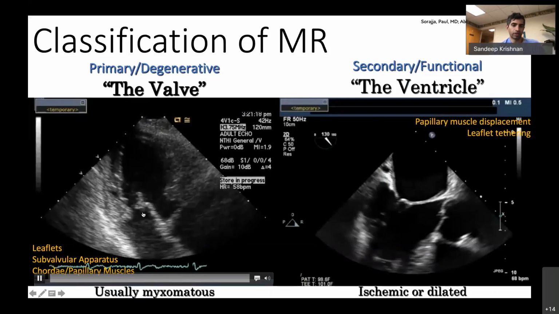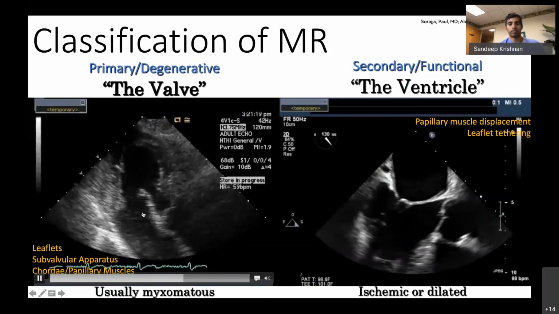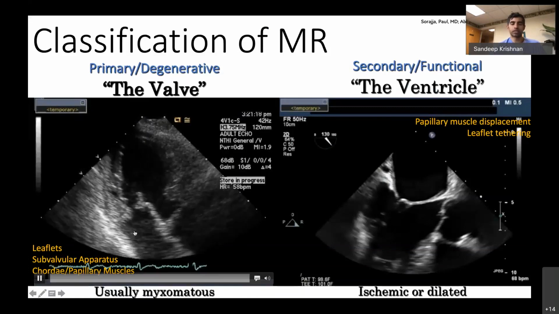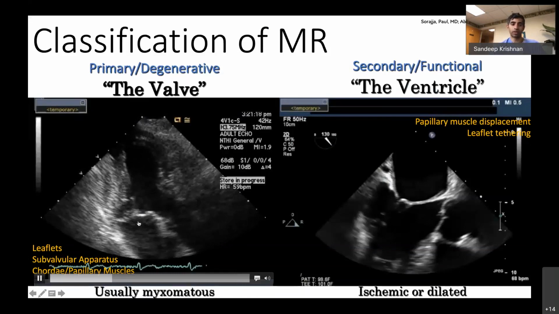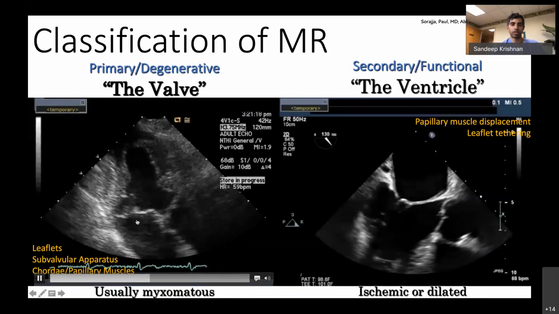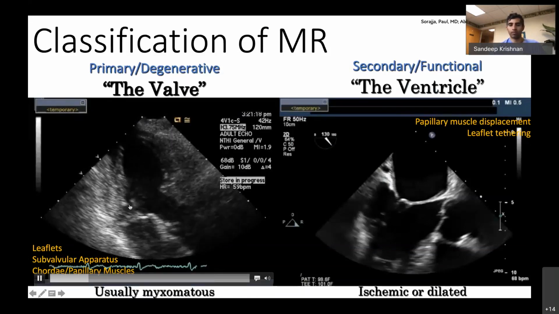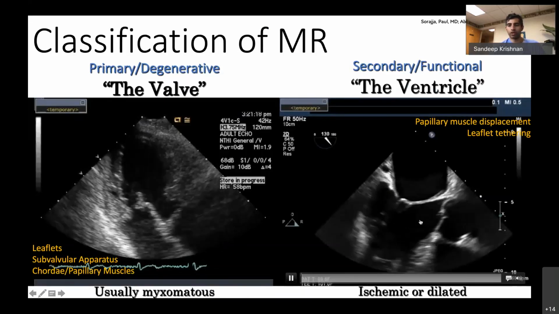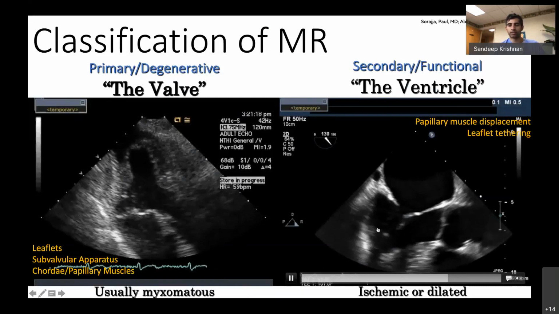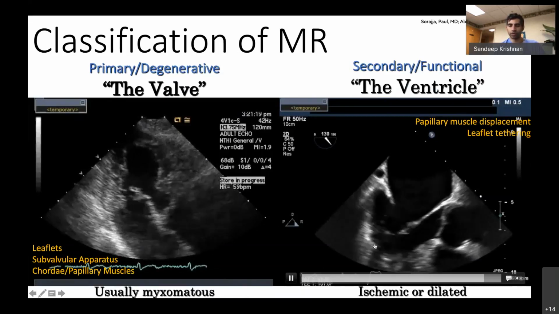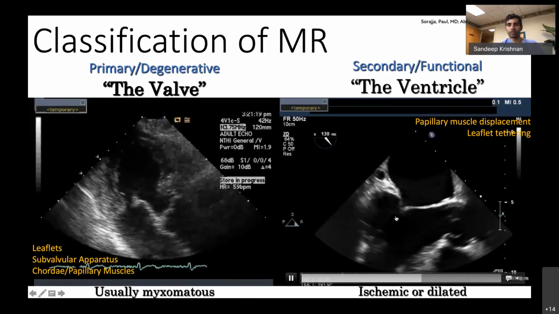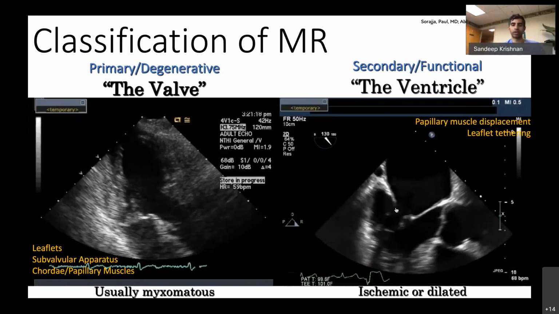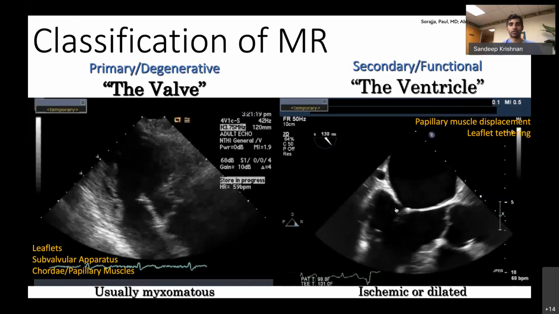If you see that on an echo, that should clue you in to say, hey, that's not normal, right? That doesn't necessarily mean this patient needs something done. They may not have any MR, but it is definitely an abnormal finding. So same thing here on the right. You've got a ventricle that's very dilated. It's clearly not a healthy ventricle, but here the leaflets are being pulled apart. And so that's leaflet tethering, and that's classic for secondary or functional MR.